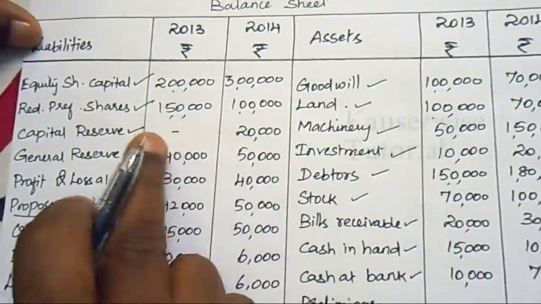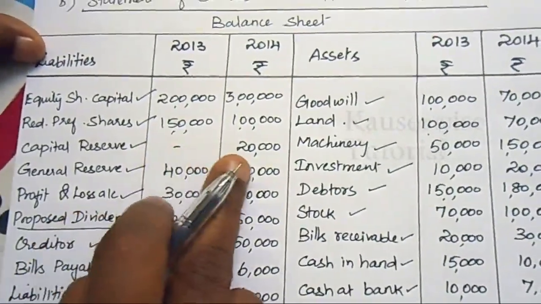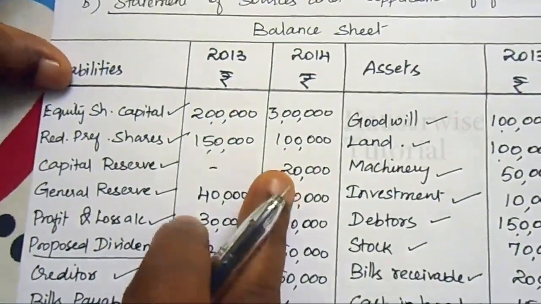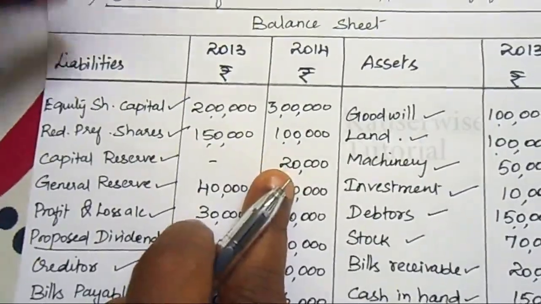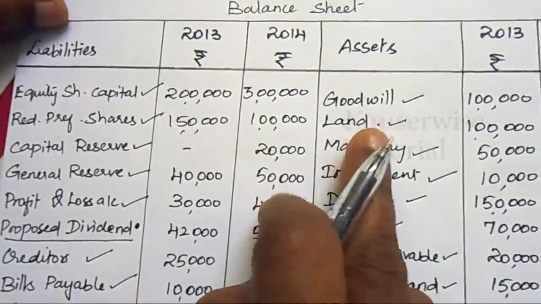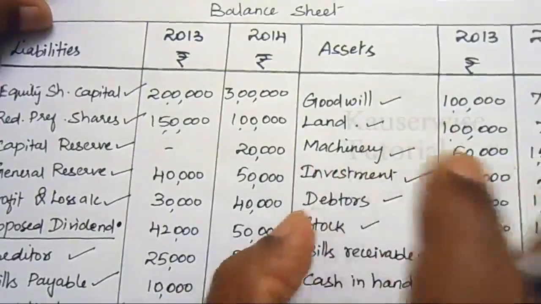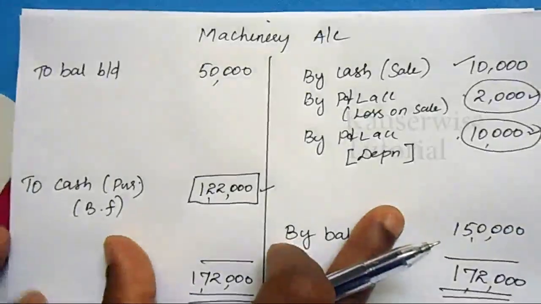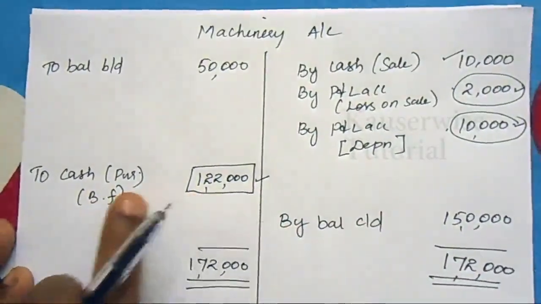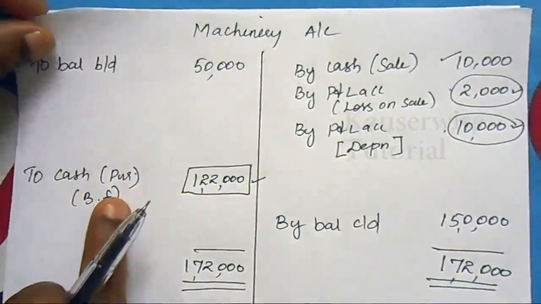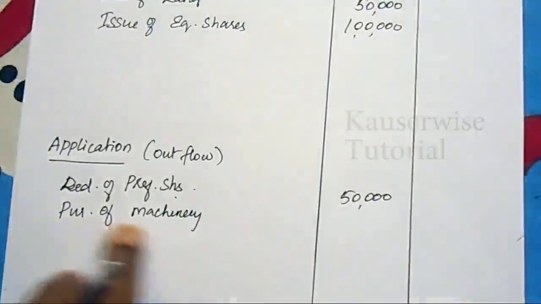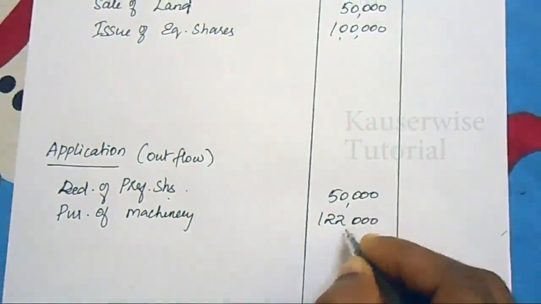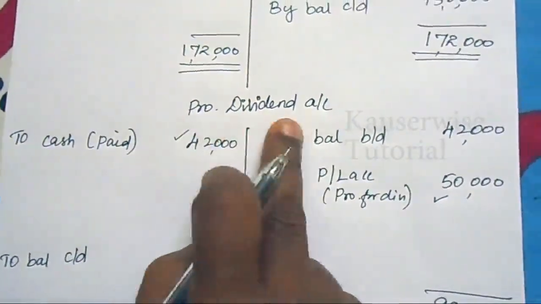Next one, capital reserve. Last year nil, current year 20,000. This amount is already included in the sale of land, so you need not show this anywhere. We have already recorded sale of land, and that amount is included in that value. So in this 50,000, the 20,000 is also included. Look at the machinery account here, 1,22,000. That is purchase of machinery. This will be recorded in application. Purchase of machinery, how much? 1,22,000.